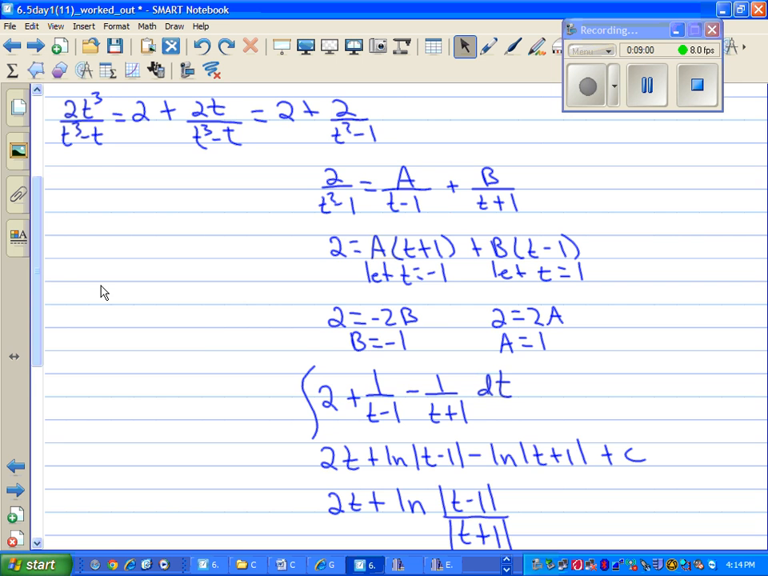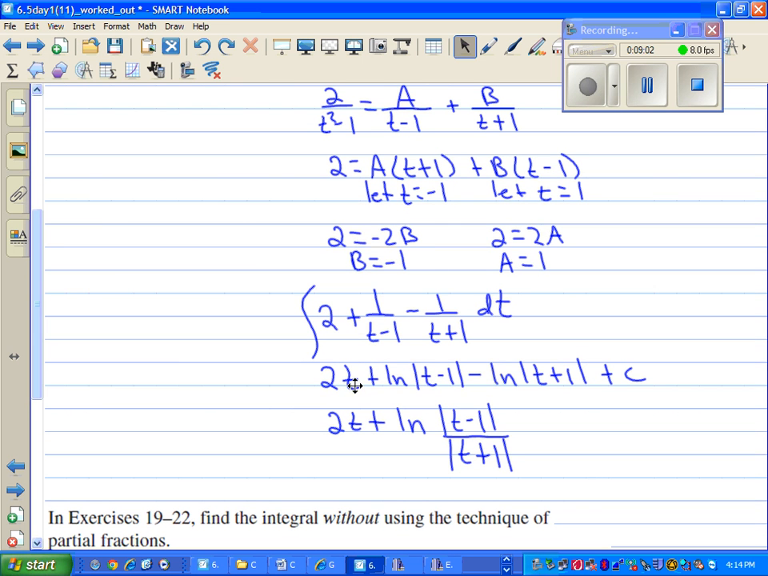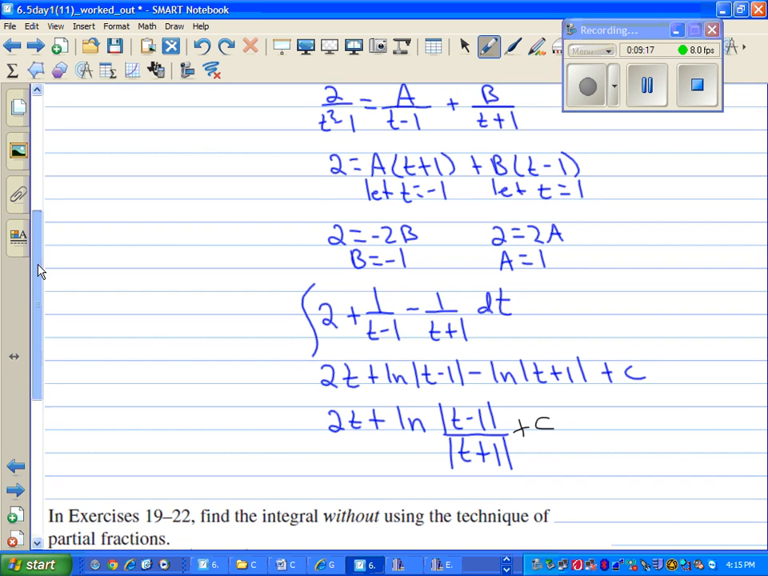And with a little bit of anti-differentiation, we get 2t plus the natural log of the absolute value of t minus 1 minus the natural log of the absolute value of t plus 1 plus C. And here's your final answer. And you can see I forgot to write the plus C. You should never forget your plus C on an indefinite integral.